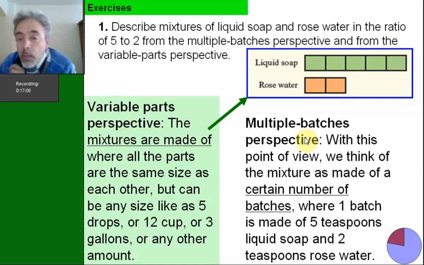Now the multiple batches perspective is, we think of the mixture as made of certain numbers of batches. But the batch is the same as in the variable parts, they have the same proportion, right? So since the proportion is 5 to 2, you have to divide one batch in 7, and 2 parts would be rose water and 5 parts would be liquid soap. But here we see the whole amount together as one batch. And here we see the 7 parts separated, so it's a variable parts perspective.